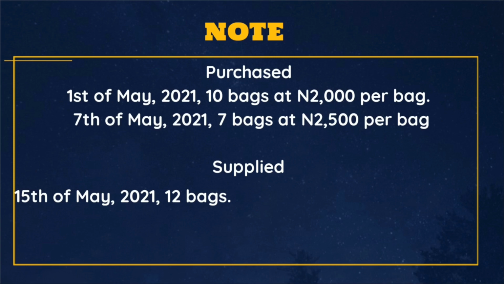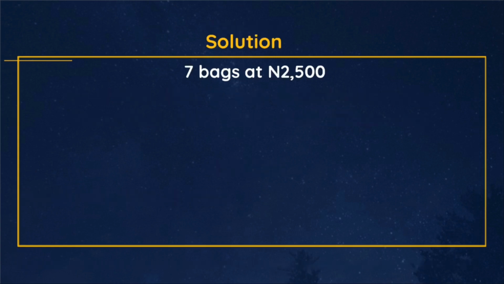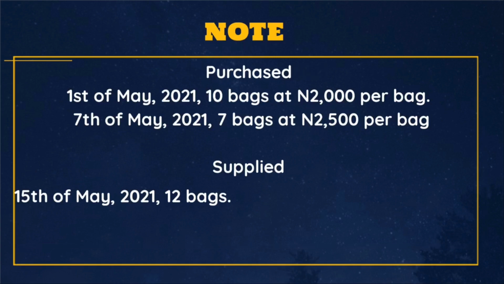That means that item will be the first to be supplied out of the store, which means the 7 bags will be supplied out of the store. So that will be 7 bags at 2,500 naira. If we remove 7 from 12, it means it remains 5 bags.